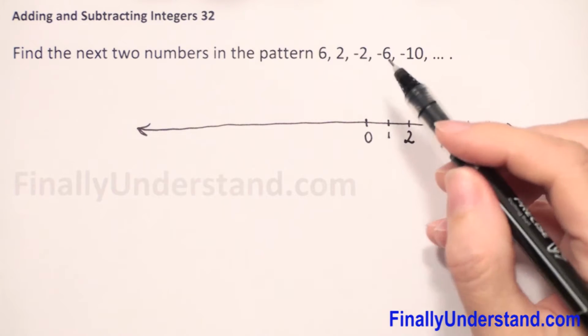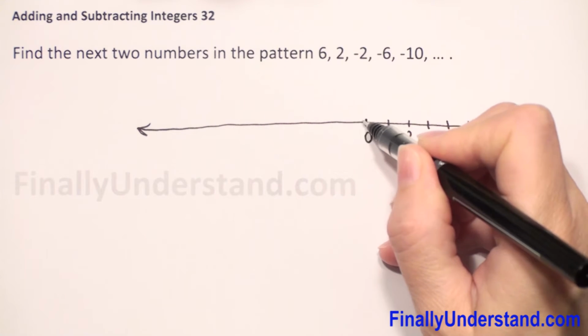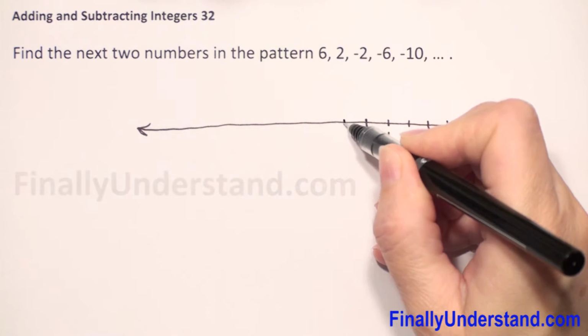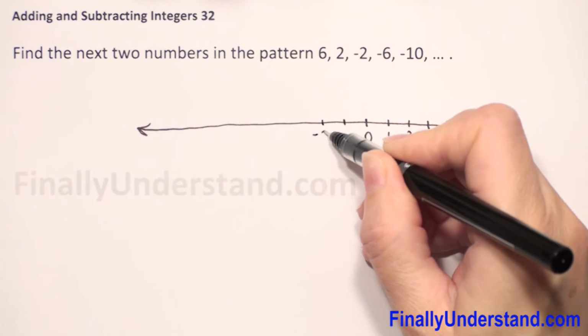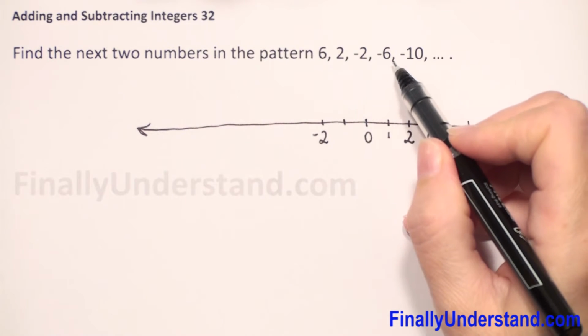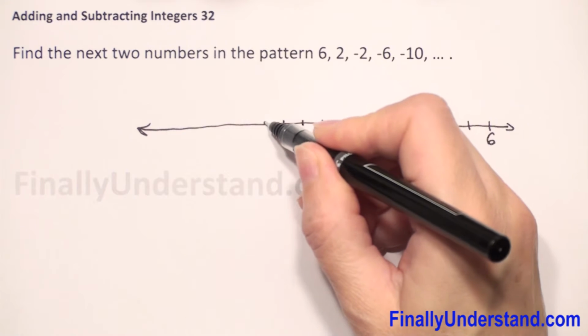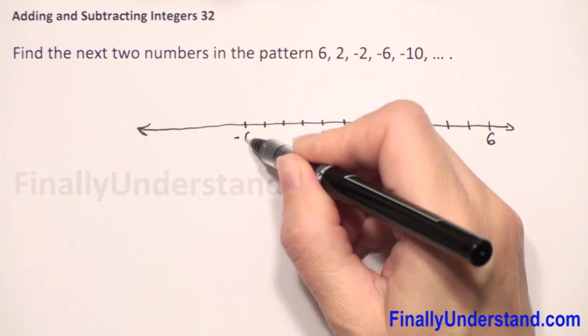We have negative 2, so a negative number is on the left side from the 0. So negative 1, negative 2. Next we have negative 6, so negative 3, negative 4, negative 5, negative 6.